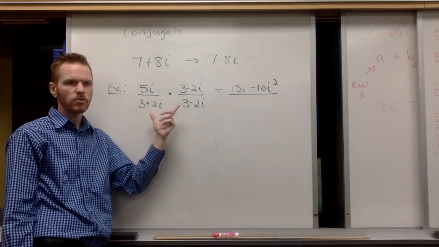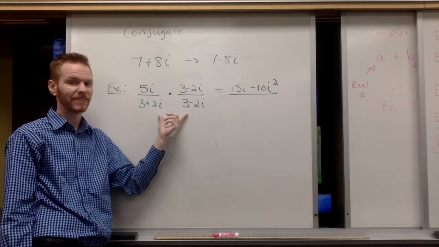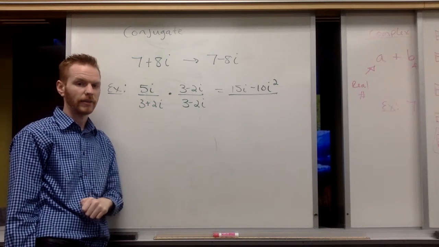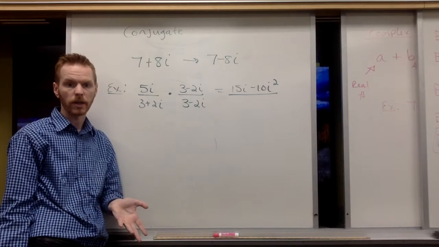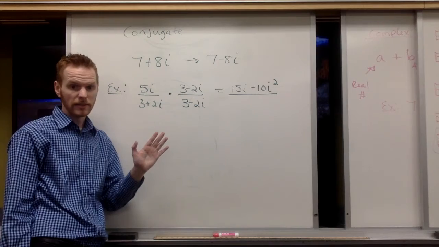When I multiply these guys out, the middle term is going to cancel. And all I'm left with is 3 squared and negative 2i squared, the whole thing, quantity squared. If you don't see that, that's okay. You can still multiply this out fully.